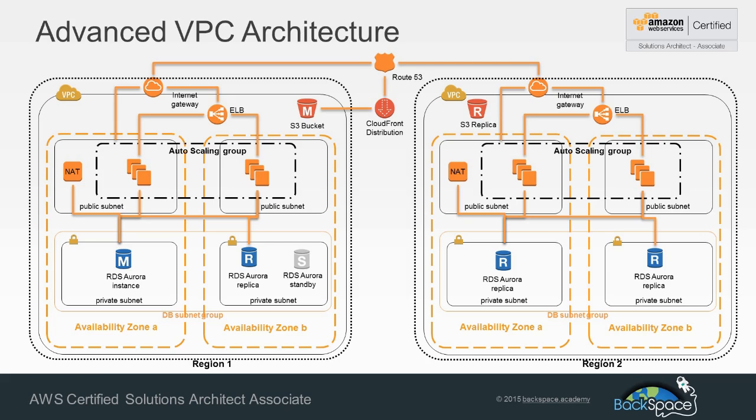The same, we would have a CloudFront distribution that will be fronting our S3 bucket. And that CloudFront distribution will deliver with the minimum latency to an edge location closest to your end user. So that's how that would work on a cross-region scenario.